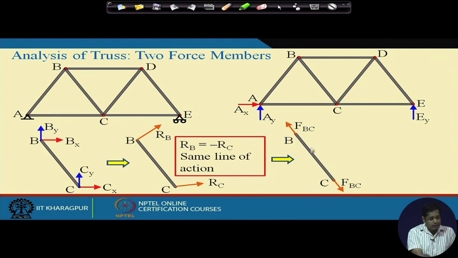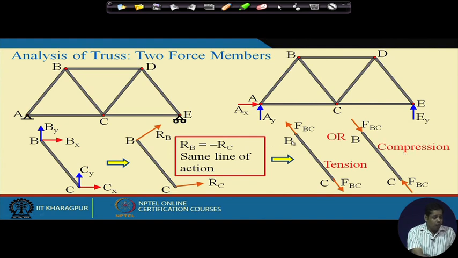Another possibility is this: in this case member BC is under tension, and in this case member BC is under compression. Now, what does it say? This is true for any member in the truss. If you take any member from the truss, its free body diagram will be this: the member is subjected to an axial force, which could be tension or compression. This kind of member is called a two force member, because two forces act at the two ends of the body. So in a truss all the members are two force members, and that is why in a truss all the members are subjected to axial load, either compression or tension.